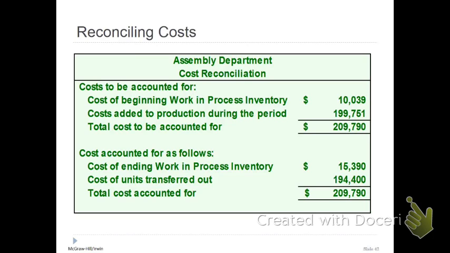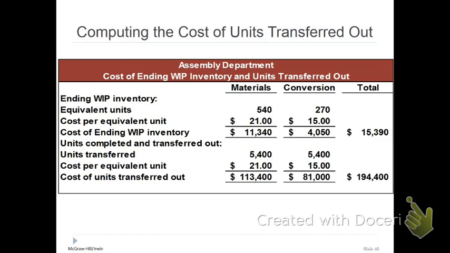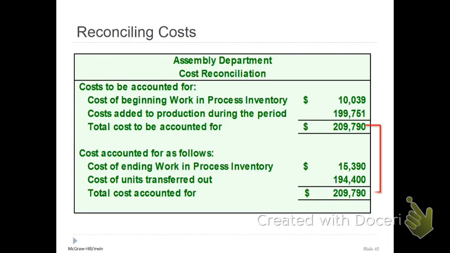Where did those 15,390 and the 194.4 come from? There's the 15,390. There's the 194.4. So that's where those numbers are coming from. And notice the totals: 209,790 and 209,790 are equal, meaning I am accounting for all of my costs.